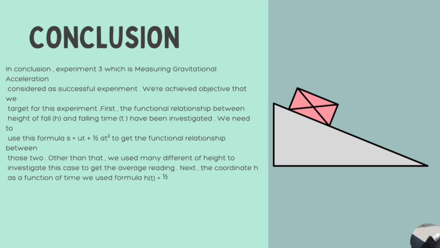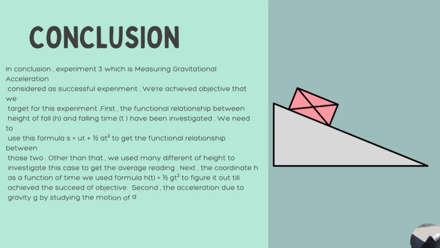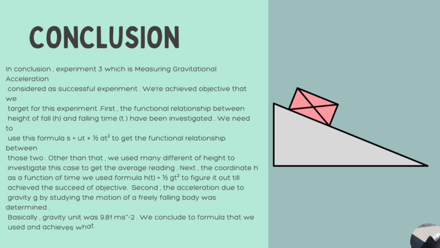Next, for the coordinate h as a function of time, we use the formula h equals 1 over 2 gt squared to figure it out until we achieve the objective. Second, the acceleration due to gravity g by studying the motion of a freely falling body was determined. Basically, the gravity value is 9.81 m/s squared. We conclude the formula that we use and achieve what our objective needs. The acceleration had a different number due to gravitational factors. With that, in summary, experiment 3 can be considered a successful experiment.